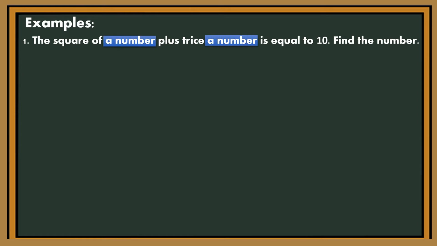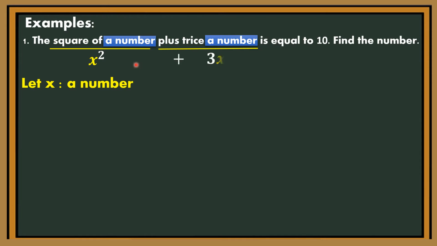So I'm going to use x for a number. Then, let us translate the problem. Square of a number, that is x squared, since a number is x, plus thrice a number, that is plus 3x, is equal to 10. This is now the quadratic equation. X squared plus 3x is equal to 10.